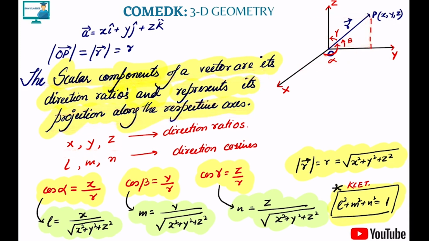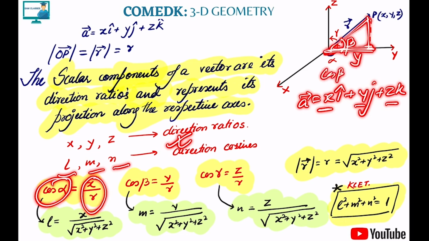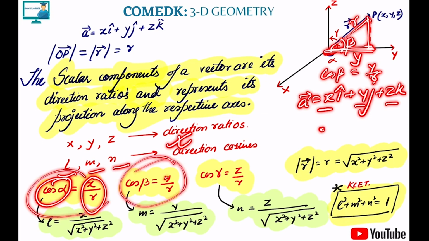That's it. So if I have a vector, let's say a vector is equal to xi cap plus yj cap plus zk cap. So what is my direction ratio? x, y, and z. What is my direction cosine? L, M, N. Cos alpha, if you see, just make this triangle. Beta it is, and this part is y. So cos beta is equal to what? y by R. So cos beta is equal to y by R. Similarly, cos alpha is x by R, cos gamma is z by R.